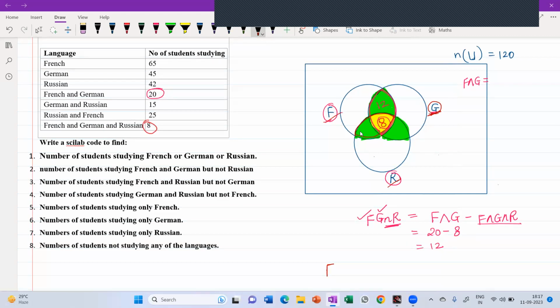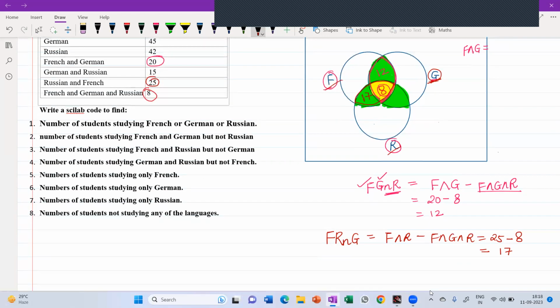So for that, I'm going to take the variable as F, R, and G. F, R, and G stands for the students who have taken French as well as Russian, but not German. So what I'm going to do is subtract. Out of F intersection R, I'm going to subtract the intersection of all the 3. French and Russian, how many students were there? There were 25 students. 25 minus 8 is 17. So this count is 17. So 17 students have taken only French and Russian, but not German.